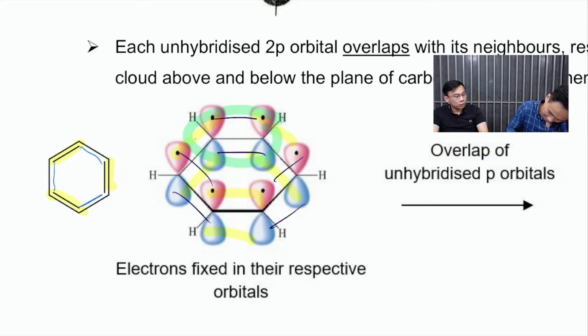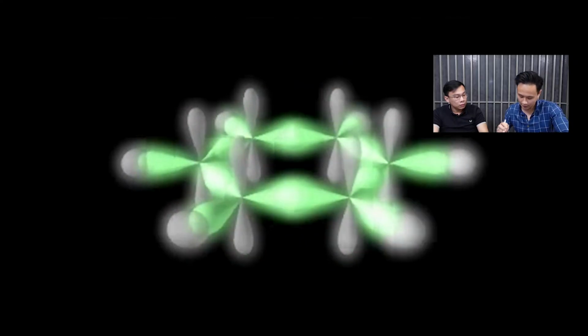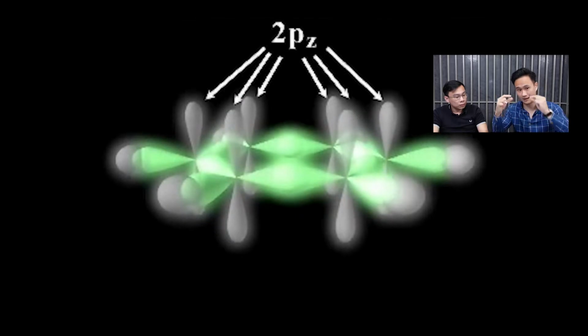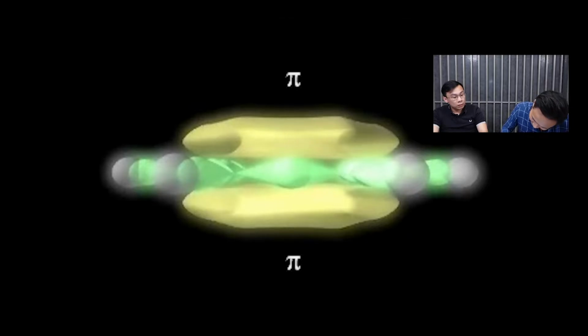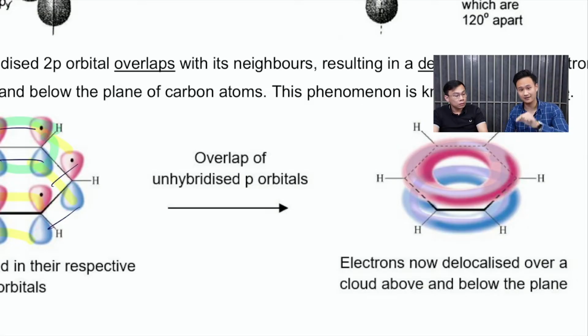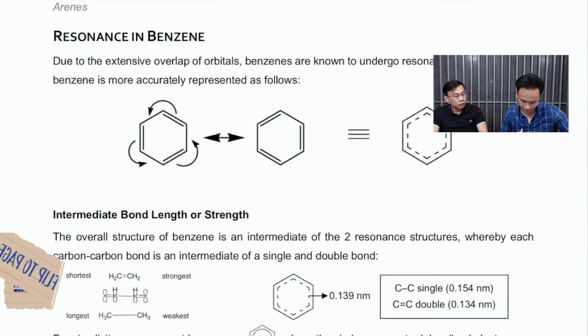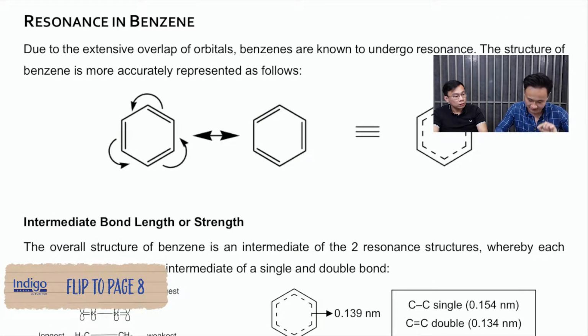And he thought that it looks like this. So TLDR, when all these 2p orbitals are parallel and sideway overlap, it forms this cute little donut here. Okay? And there you have it. That is benzene. And that's why we draw benzene like this. And this is what we call resonance.